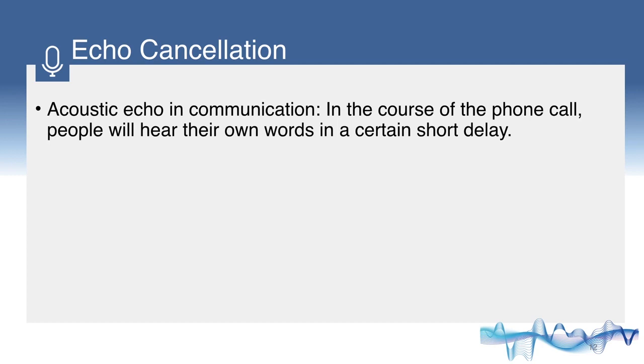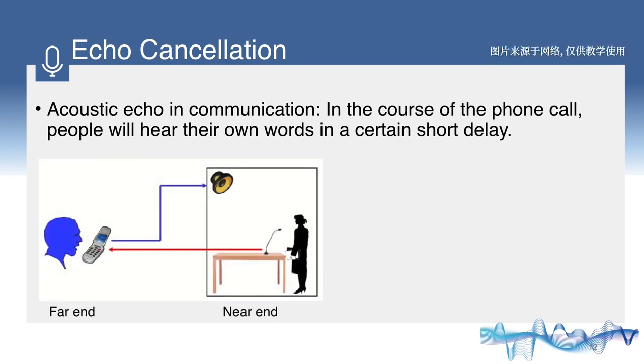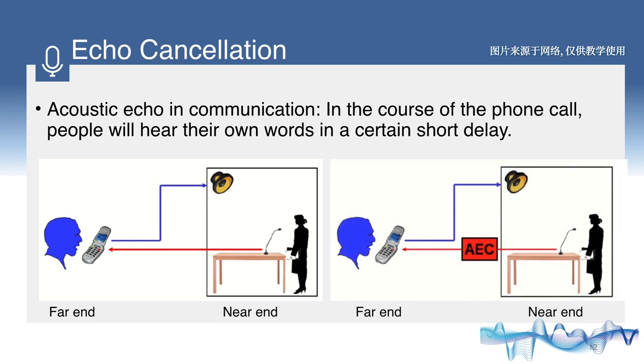In the research of speech enhancement, there is a special problem with acoustic echo in communication. That's to say, in the course of a phone call, people will hear their own voice after a certain short delay. When dealing with bidirectional voice, the user at the near end has two devices she is dealing with: the microphone used to capture her own voice, and the speaker used to convey the sounds from the remote participants of the call at the far end.